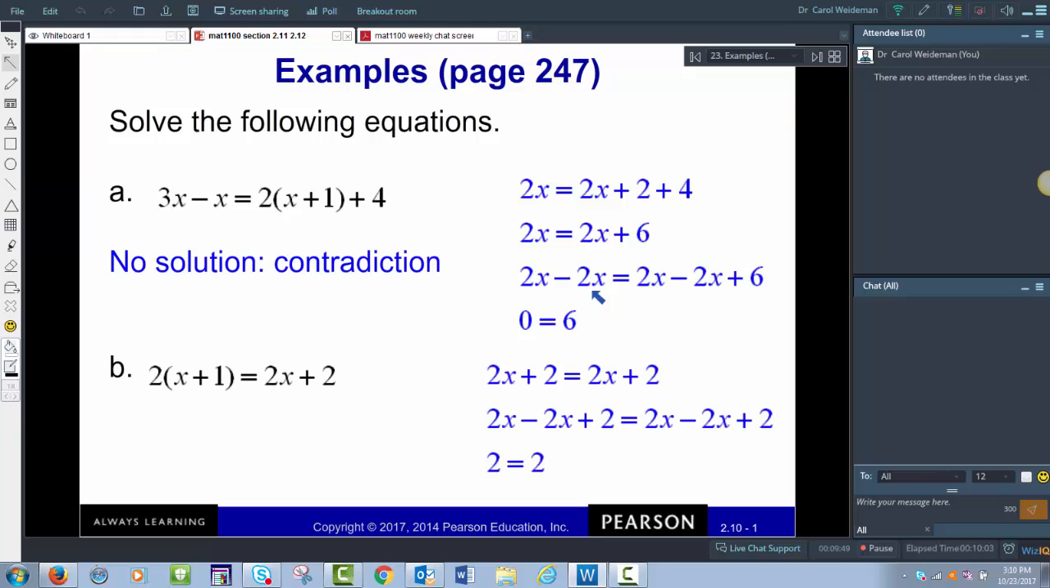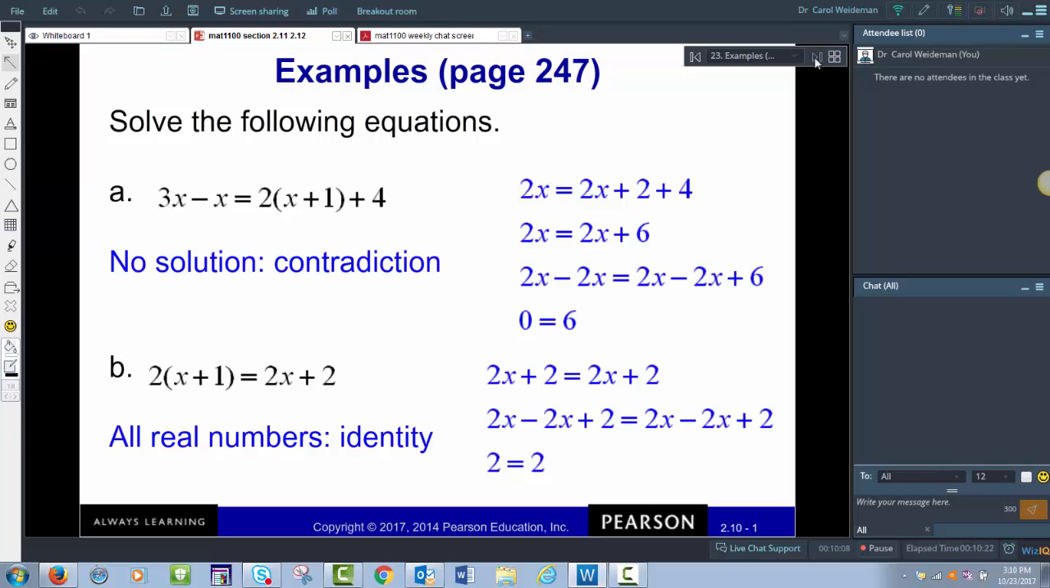Okay, try this one. We're going to distribute on the left side, so 2x plus 2 equals 2x plus 2. At this point, you may recognize the two sides are the same. Let's keep going. Let's subtract 2x from both sides. I get 2 equals 2. This is always true. So my solution here is all real numbers, and this is called an identity.